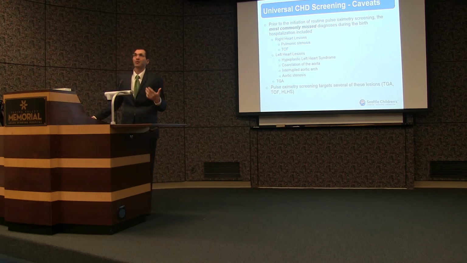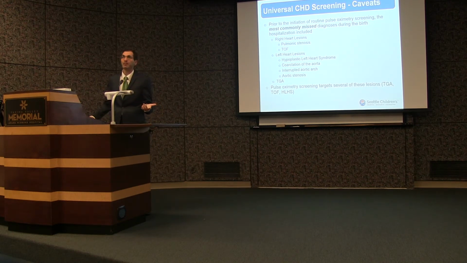So prior to the initiation of the routine pulse-ox screening, the most commonly missed diagnoses during hospitalization are listed here. So from the right heart, pulmonary stenosis, tetralogy of Fallot, because again, depending on the degree of narrowing, they may or may not be cyanotic. Left heart lesions, like hypoplastic left heart syndrome, coarctation of the aorta, interrupted aortic arch, aortic stenosis. Again, a lot of this depends on the degree of obstruction to the left heart.